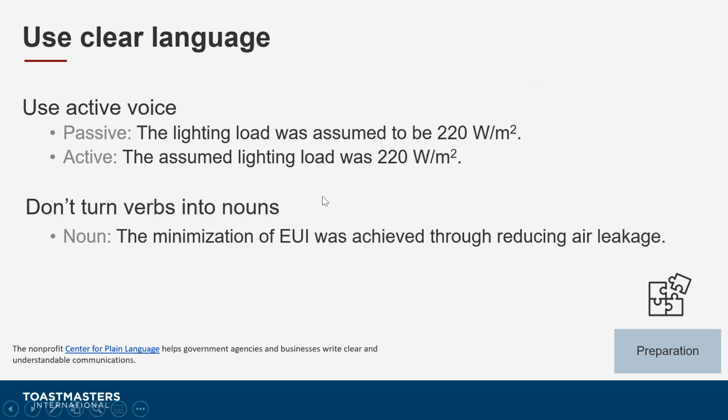All right, another tip for using clear language is to not turn verbs into nouns. So here's another activity for you all. The minimization of EUI was achieved through reducing air leakage. So if you see the letters ION, it's probably someone trying to turn a verb into a noun. So how would you turn this sentence into using verbs and not nouns? The minimization of EUI was achieved through reducing air leakage. So how do you change a minimization noun into a verb?